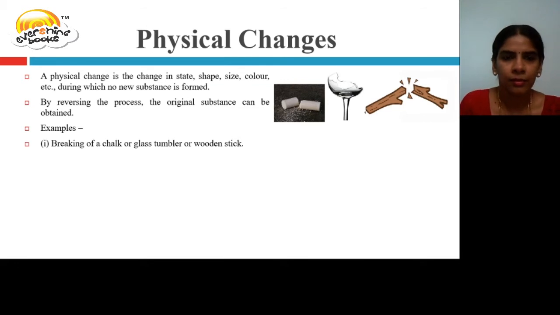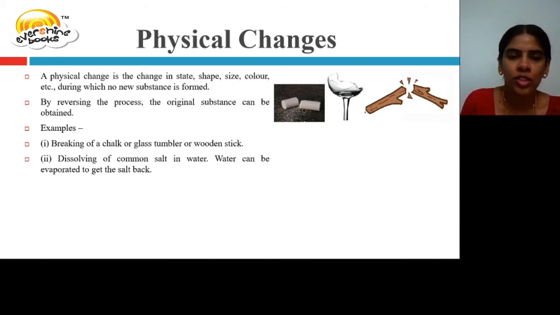That is only the breakage. That is a change in state or shape. But no new substances are formed. When they break, there become two chalk pieces only. When we break the glass, there will be pieces of glass only. When you break a wooden stick, there will be only two pieces of wooden stick.